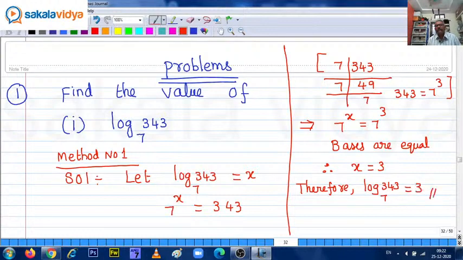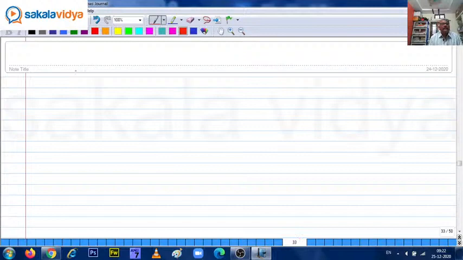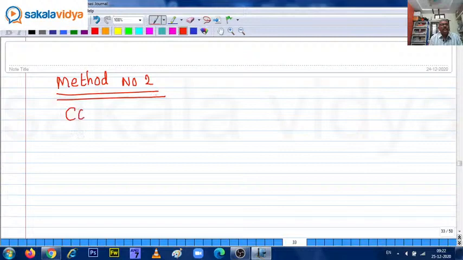So it is a very simple concept. To which power is 7 to be raised to get 343? 7 is to be raised to 3. 7 cube is 343, so the answer is 3. This is one method. Second, method number 2. Now consider log 343 to the base 7. So once again, rough part: 343 can be written like this.